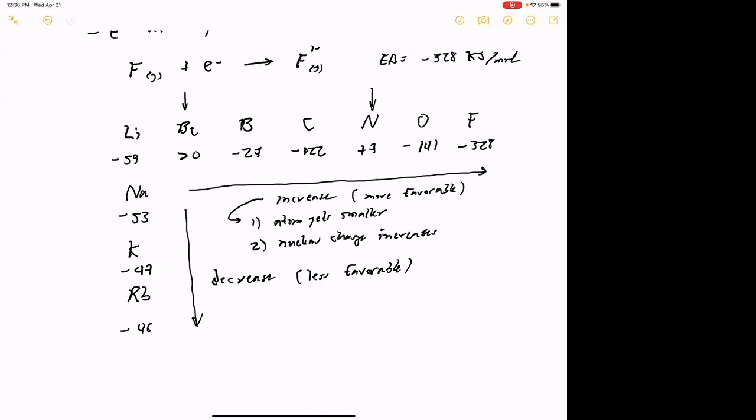But again, with every extra electron we put in, it's going into the same principal energy level. Okay, so it's going to feel more nuclear charge because the number of protons is going up as we move from left to right. Okay, so kind of the same arguments we used before for ionization energy, just in the opposite direction. Now, what about the decrease as we move down the column? Well, the decrease, again, is due to the fact that first, the atom gets bigger.